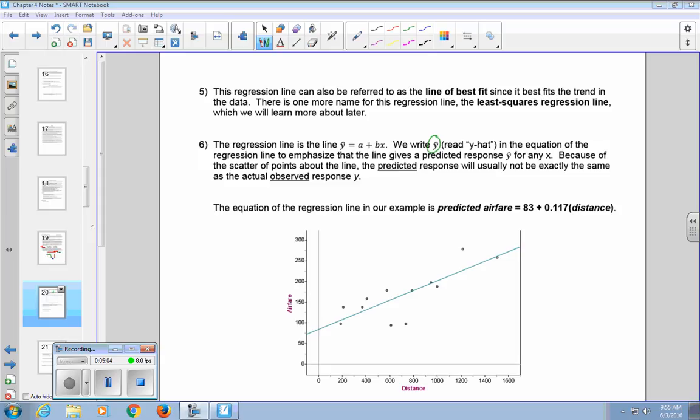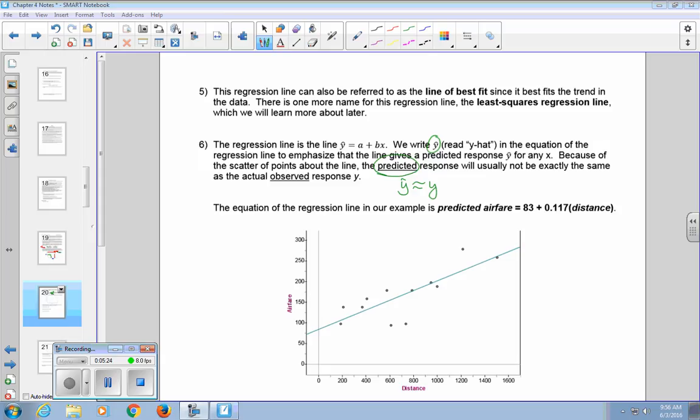Because of the scatter of points about the line, the predicted response will usually not be exactly the same as the actual or observed response y. So again, your predicted response y hat hopefully is close to the actual response value y, right? But they're not usually exactly the same.